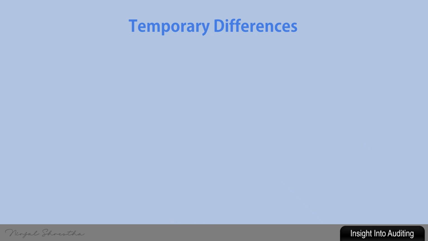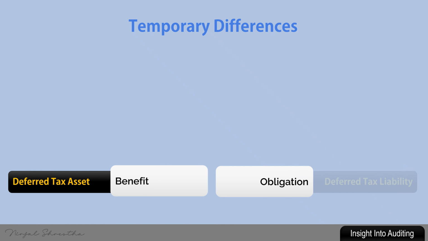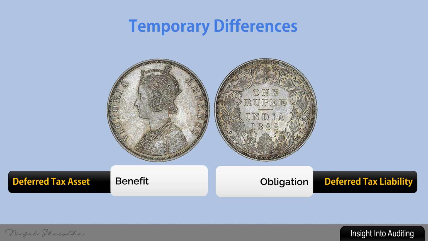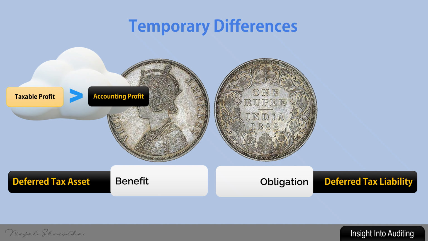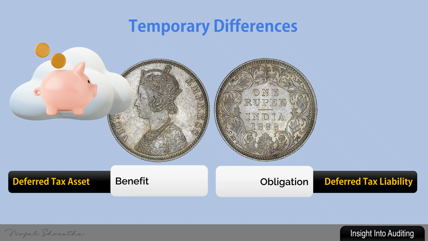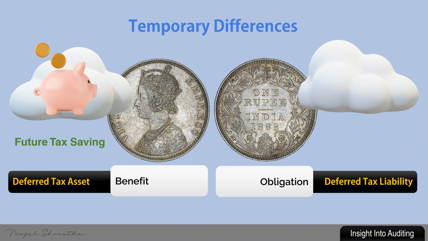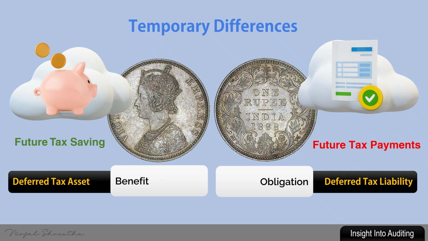Temporary differences lead to two main outcomes: a deferred tax asset or a deferred tax liability. A deferred tax asset arises when you've paid more tax than your accounting profit suggests, or you're entitled to future tax deductions. It's like a future tax saving that you haven't realized yet. A deferred tax liability, on the other hand, means you've paid less tax than your accounting profit suggests, and you'll owe more tax in the future. It's a future tax bill waiting to happen.